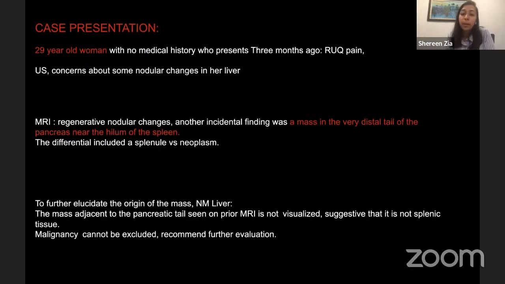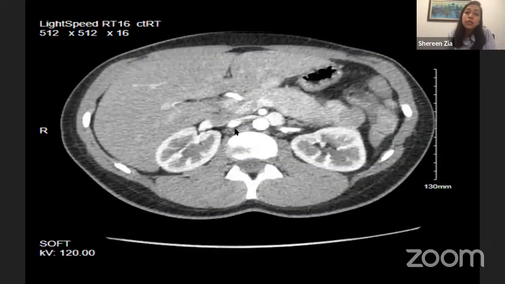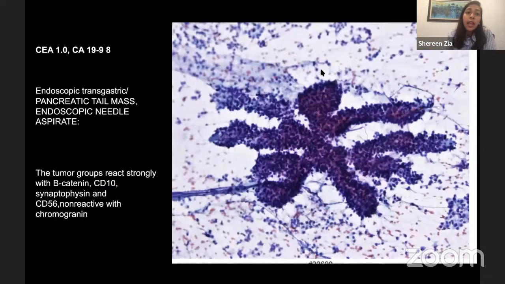First, it was thought that maybe it is a splenule. So this is the lesion over here in the pancreatic tail, that cystic lesion. And then on cytology, CEA was 1, CA 19-9 was 8. On cytology, you can appreciate this is pretty different from what we have seen before.